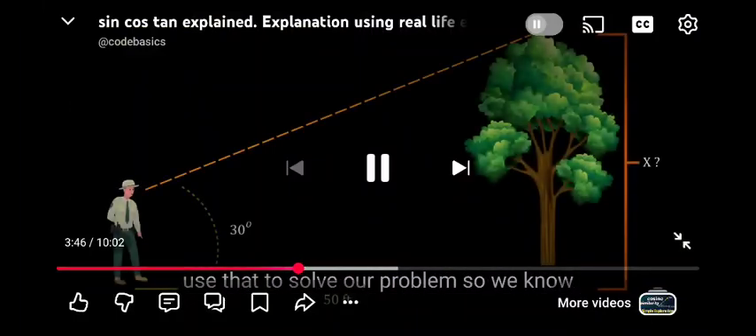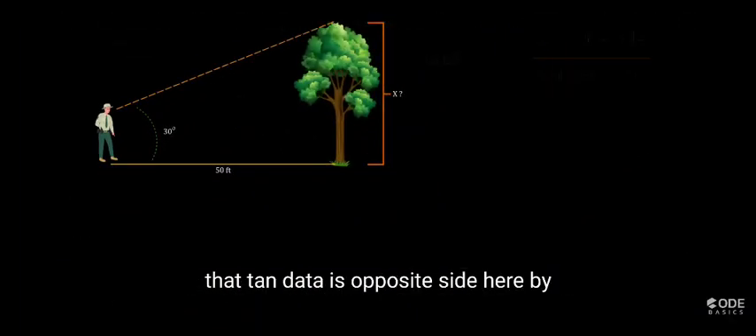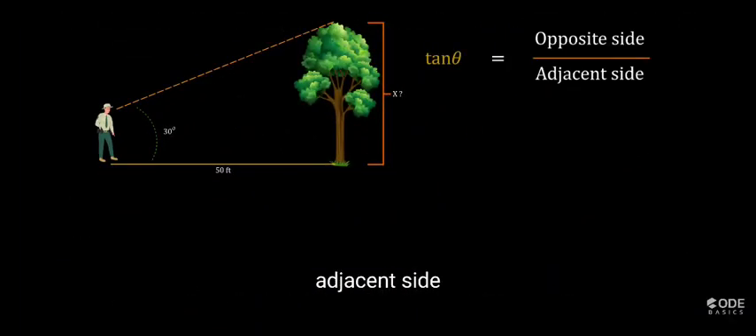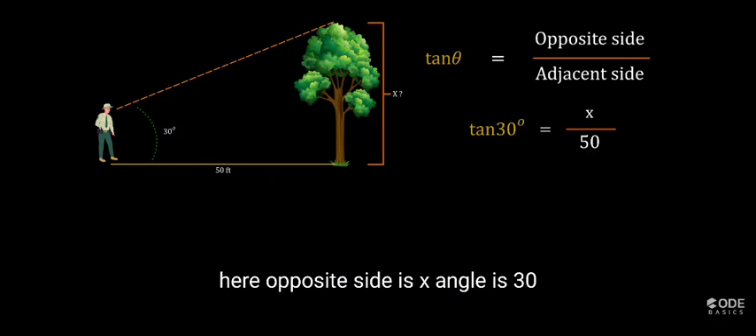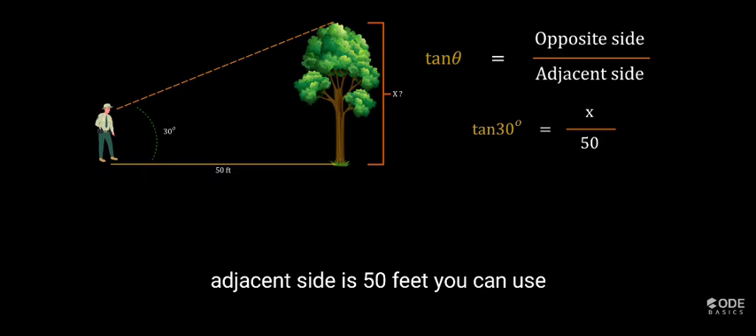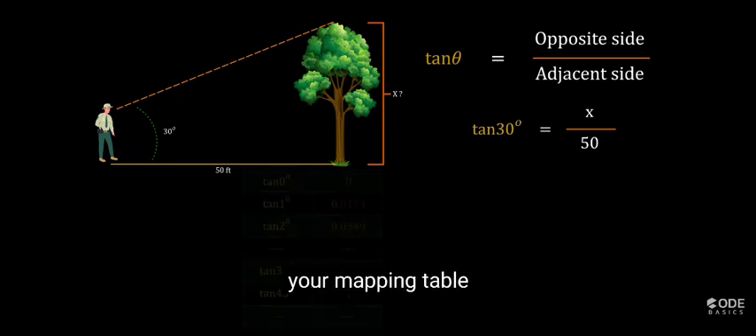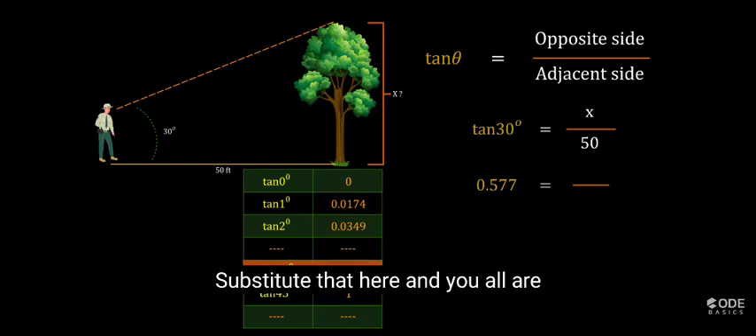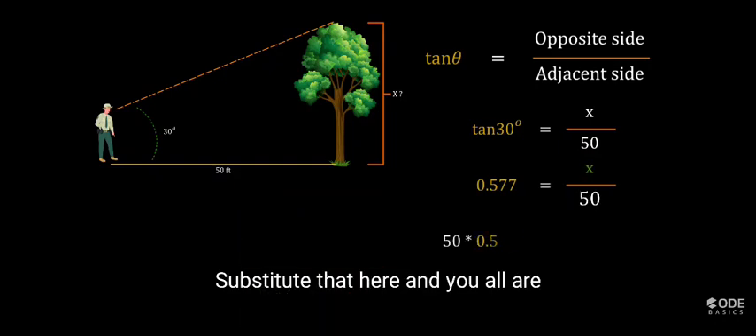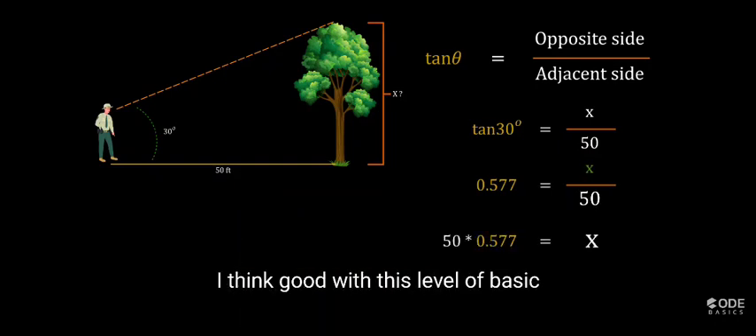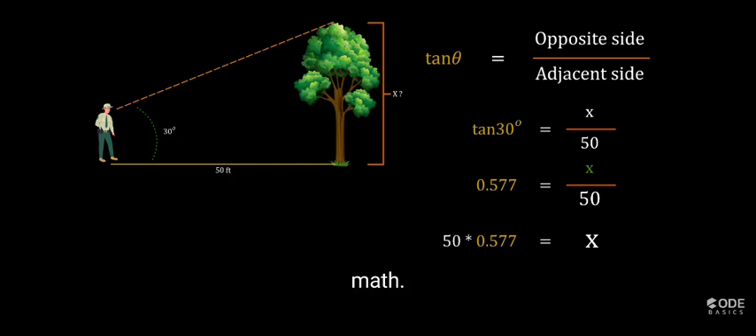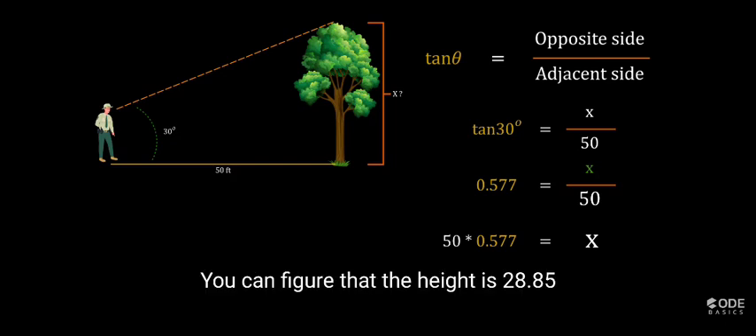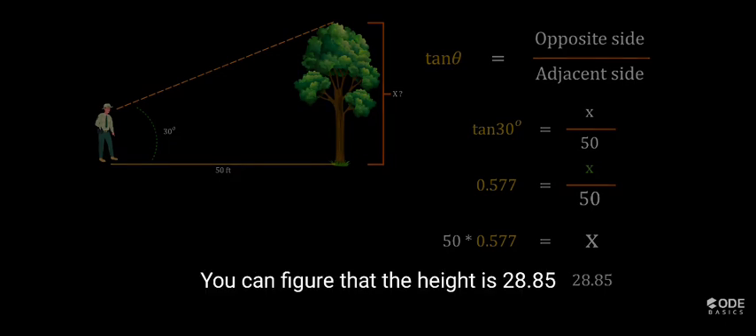Now let's use that to solve our problem. So we know that tan theta is opposite side divided by adjacent side. Here opposite side is x, angle is 30, adjacent side is 50 feet. You can use your mapping table and tan 30 is 0.577. Substitute that here and you all are, I think, good with this level of basic math. You can figure that the height is 28.85.